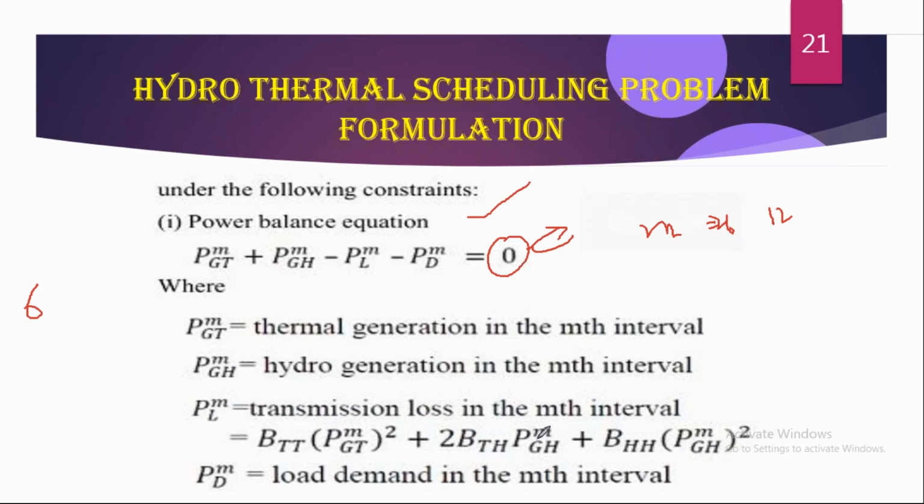So now, to calculate all of these equally, we have to formulate that in matrix form. To form that matrix form, we have to find the transmission loss formula by using the B coefficients that were given by the Kron's formula. Okay. And PD is the load demand in the mth interval. So this is the first equation we have to formulate while doing hydrothermal scheduling.